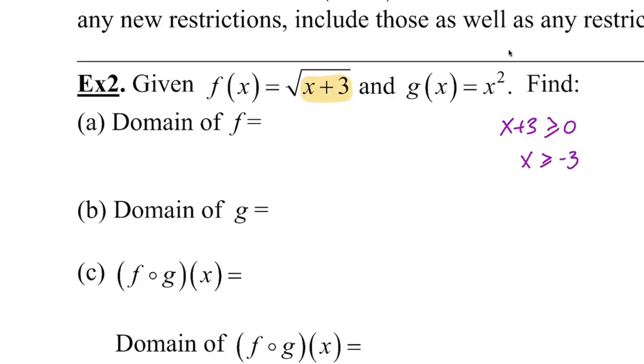Well, does it make sense? Let's take a look. If it's negative 3, you have negative 3 plus 3, which is 0. Oh, that's nice. We can have a square root of 0, which equals 0. And if you put in negative 2, negative 1, 0, 1, 2, and so forth, if it's bigger than negative 3, you will end up having a positive number underneath the square root, which is exactly what we want to see.